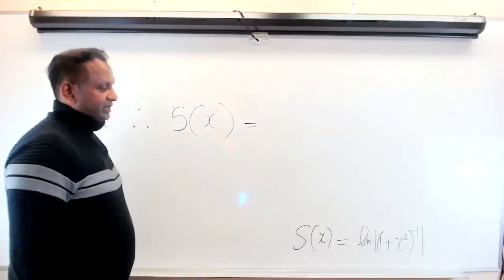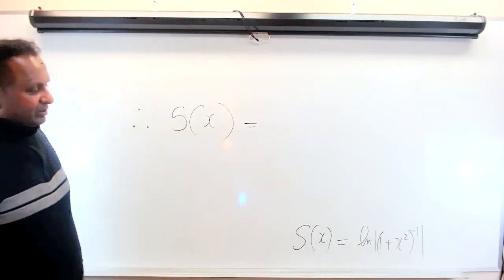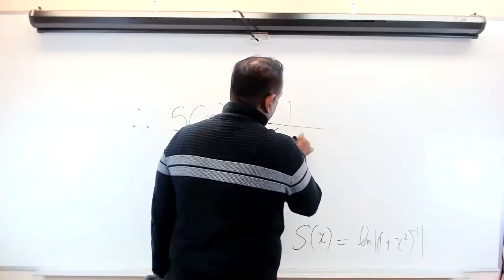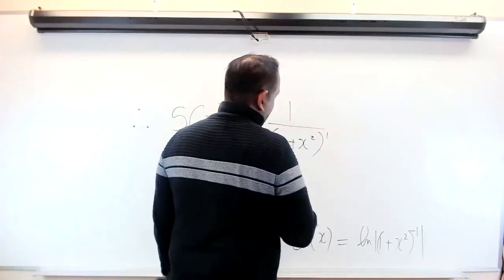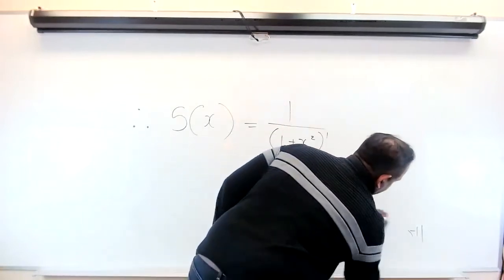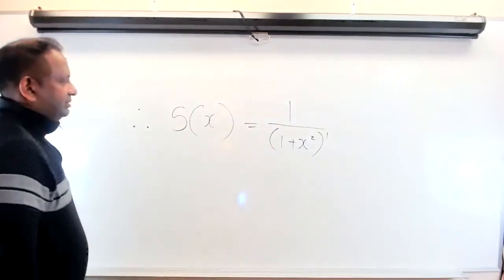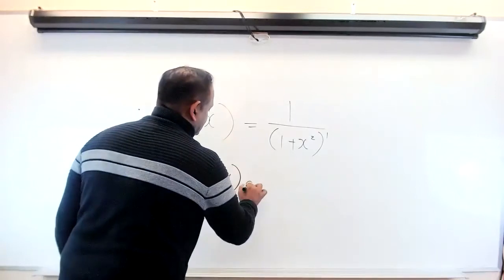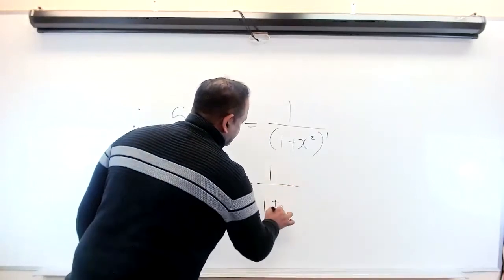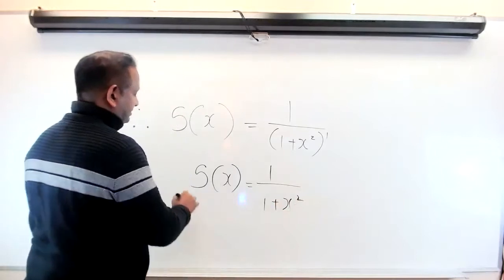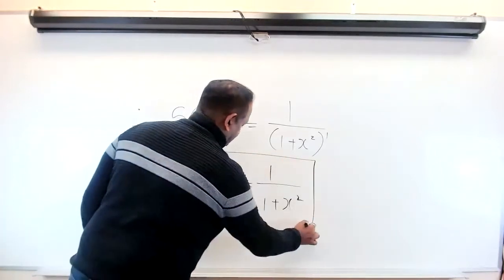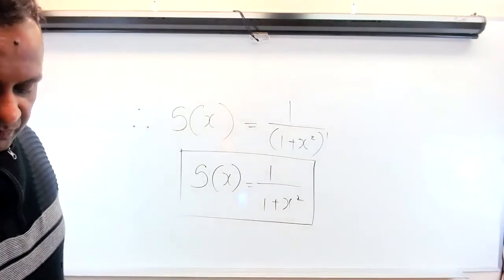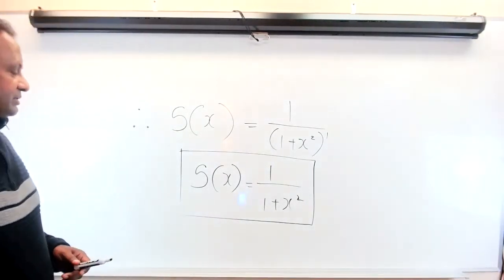I'm gonna bring this one, that one positive exponent. That means I'm gonna bring this one, 1 plus x squared, to 1. Which is 1 plus. This is the answer. They were looking for the survival function for the given hazard function.